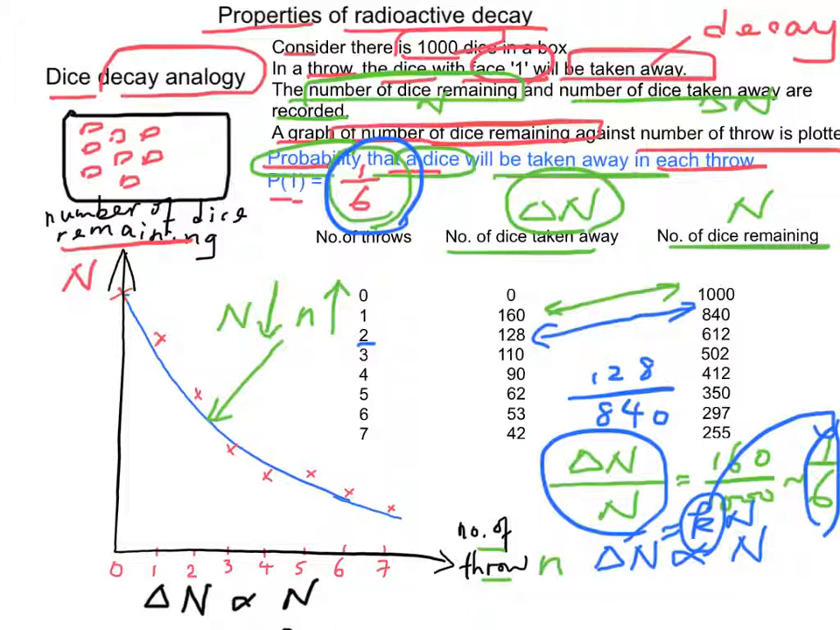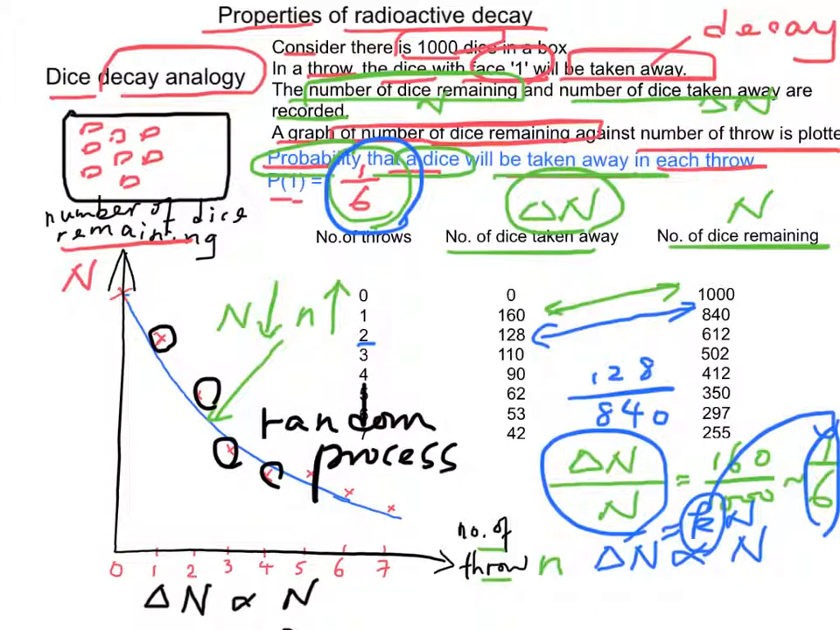Notice that not all the data points will lie on the curve because the decay of the dice is a random process. That means in each flow, each dice has the same probability to decay, but you cannot say for sure which die will decay in each flow.